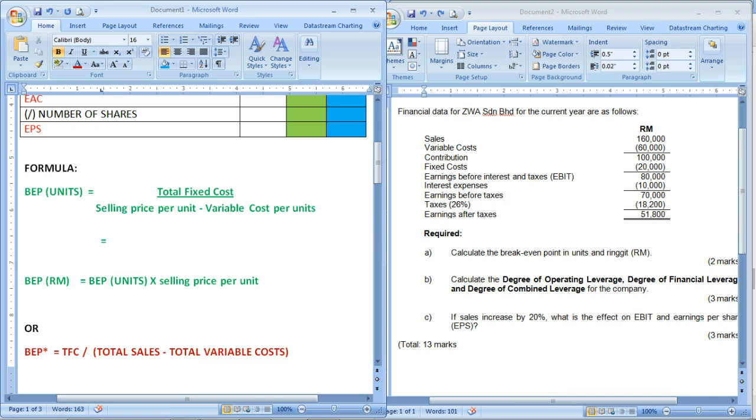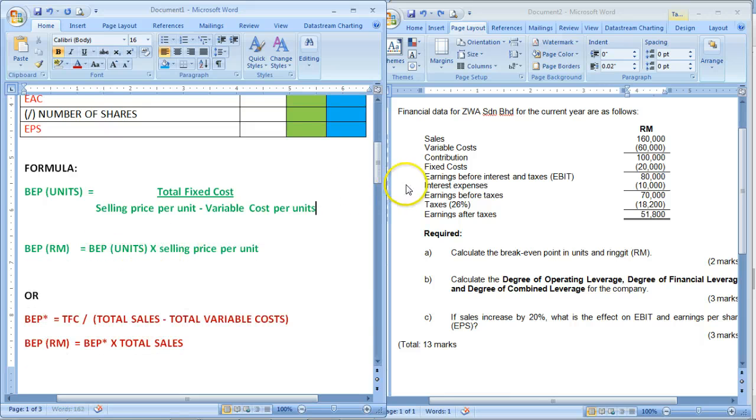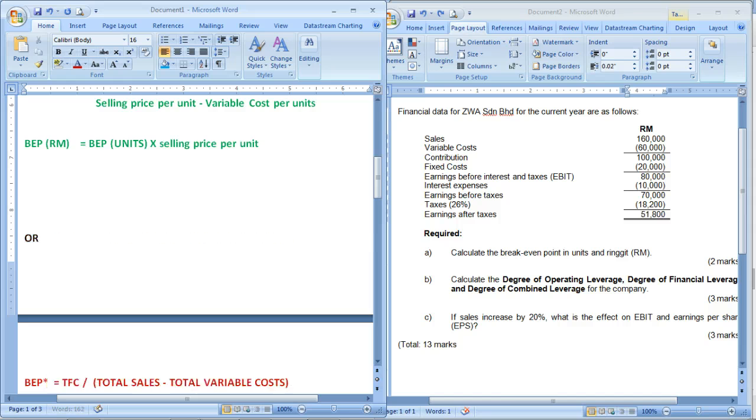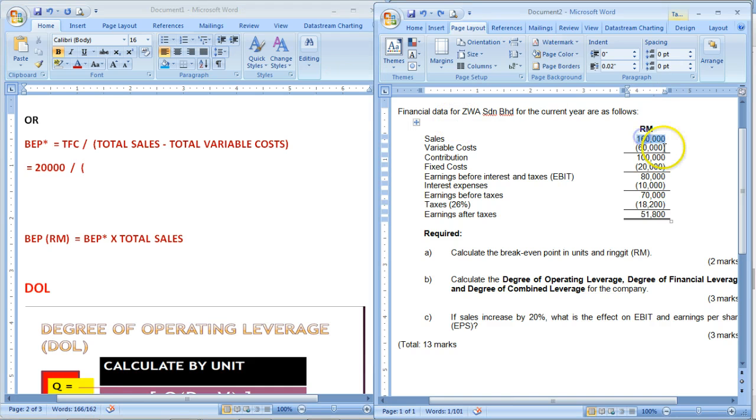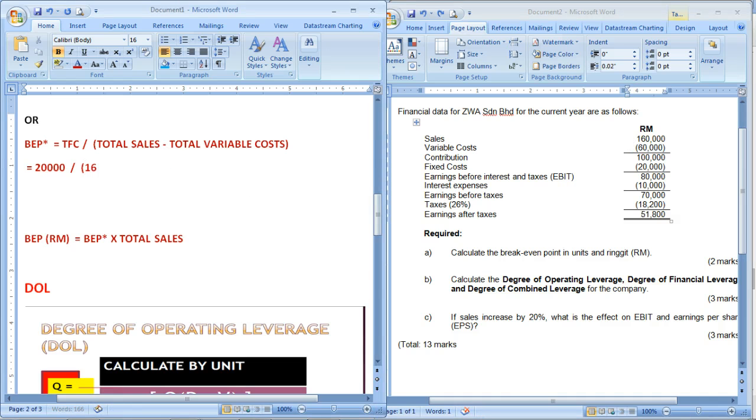Don't create your own formula. Okay, total fixed cost. Which one, class? Correct, you see, 20,000. You have to use this or this, class? The brown color. Correct. I just want to test you, because this is in RM, so we need to use this. So equals your total fixed cost, 20,000, divided by your total sales, you see, 160,000, and variable cost is 60,000. Very good. So simple.